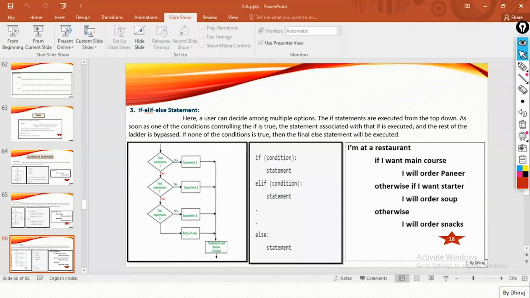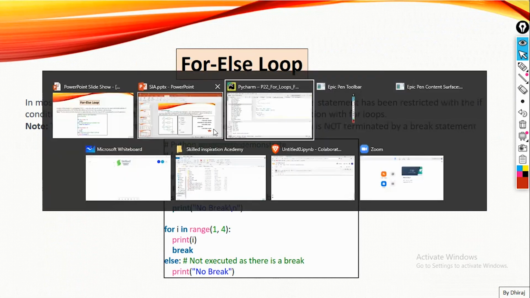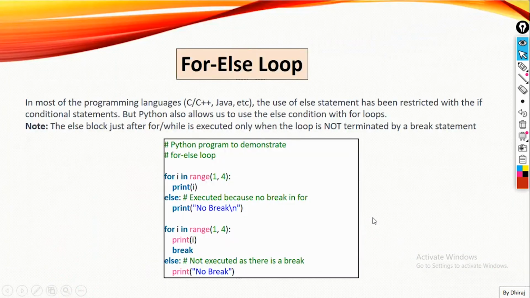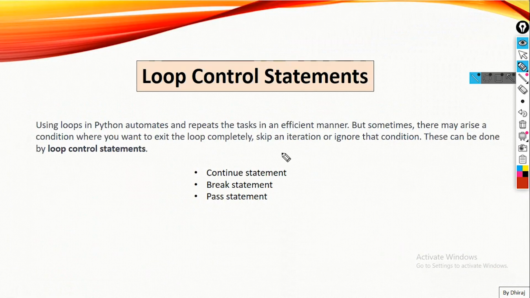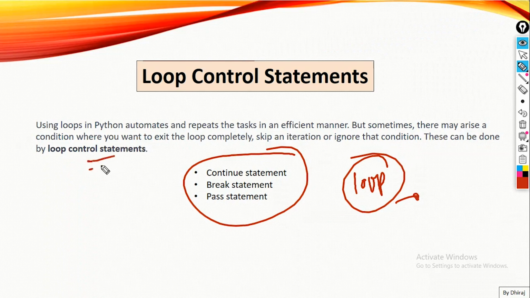Let's move towards loop statements. We have covered for else, right? Same as while: if this condition gets false, this else will get printed. Now let's move towards another statement, the loop control statements. Where is this loop control statement used? Using loops in Python automates and repeats the task in an efficient manner. Loops will iterate the task, right? But sometimes a condition may arise where you want to exit a loop completely, or skip an iteration or ignore that condition. That can be done by a loop control statement.